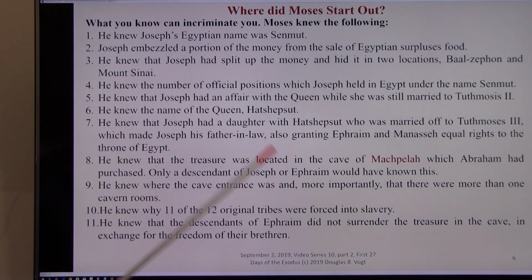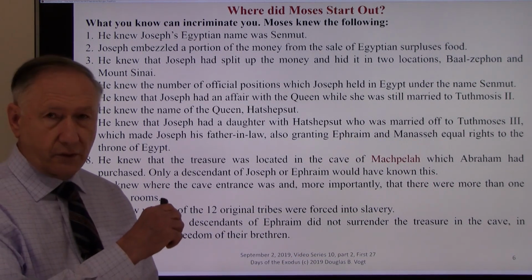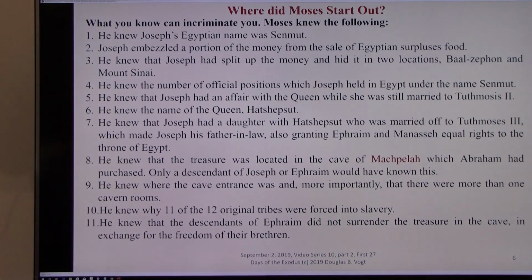Joseph embezzled a portion of the money from the sale of the Egyptian surplus food. He knew that. He knew that Joseph had split the money and hid it in two locations, Baal Zephon, which I showed you in Part 2 of Series 9 on Joseph, and Mount Sinai, the family burial cave.